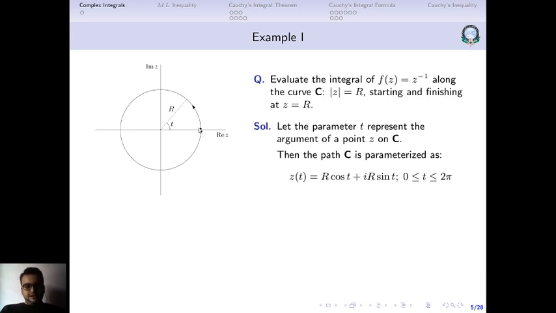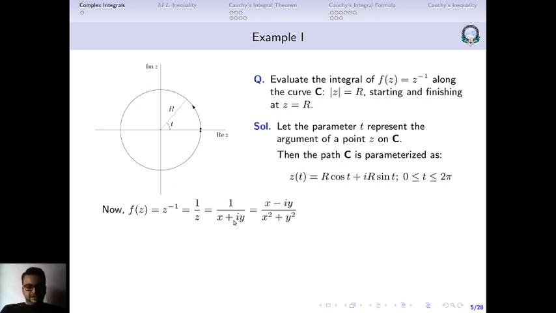So at the starting point the value of t is 0, and then when you take one full loop, the value of t will be 2 pi. So now what is f of z? f of z is z inverse, which is equal to 1 by z, and 1 by z is equal to 1 by x plus iy. Why are we doing this? Because we would like to write down the function in terms of x and y, and once we have written it in terms of x and y, we could replace the x and y in terms of the parameter t.